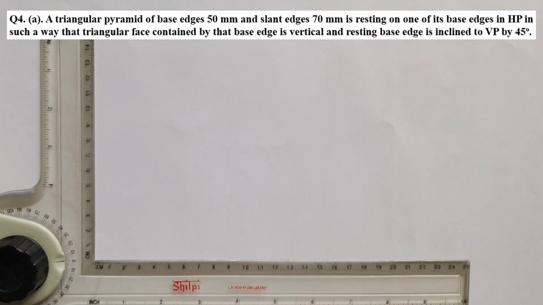So question number 4a. It states that there is a triangular pyramid of base edge 50 mm and the slant edge is 70 mm long, resting on one of its base edge in HP in such a way that the triangular face contained by that base edge is vertical and the resting base edge is inclined to VP by 45 degrees. So this is a 3-stage question, and in the case of projection of solids, you have to remember the resting edge should be taken on right. So let's start the solution.